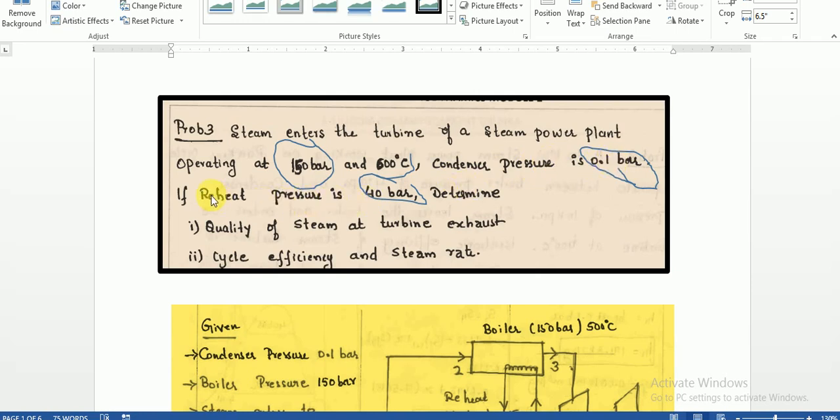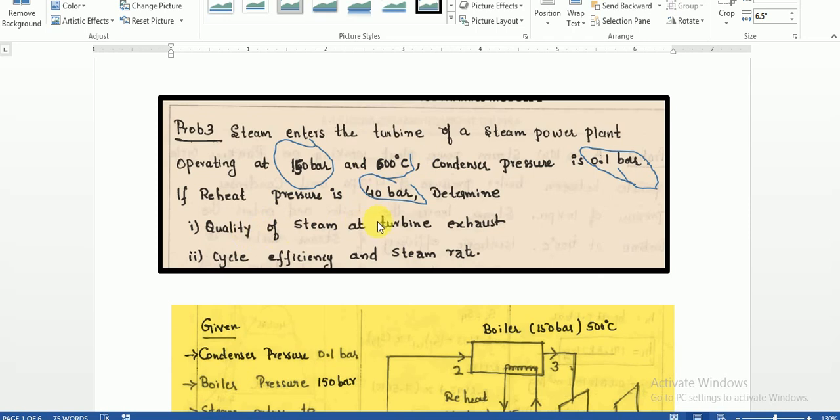Next, the reheat pressure is 40 bar. So in a normal Rankine reheat cycle, we reheat the steam. To what point are we reheating? To 600 degrees itself. We will be reheating to 600 degrees itself, but the pressure will be 40 bar. The reheat pressure will be 40 bar.